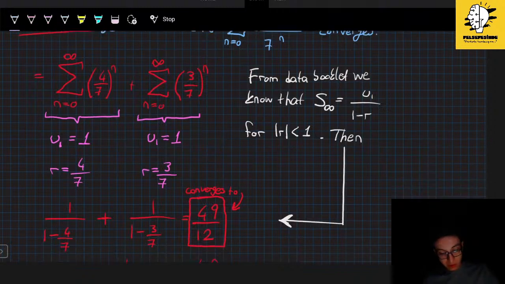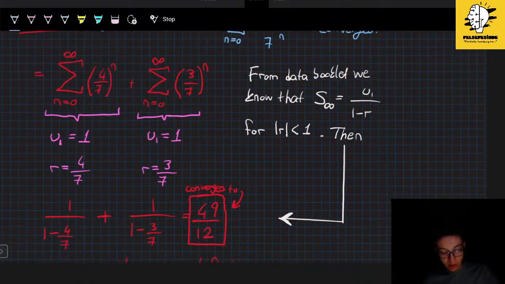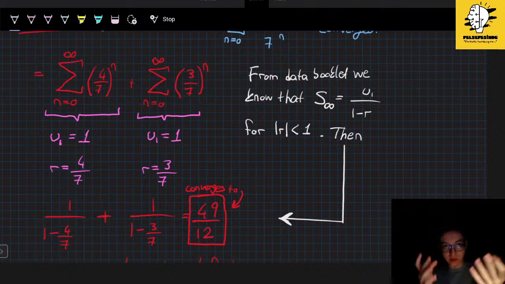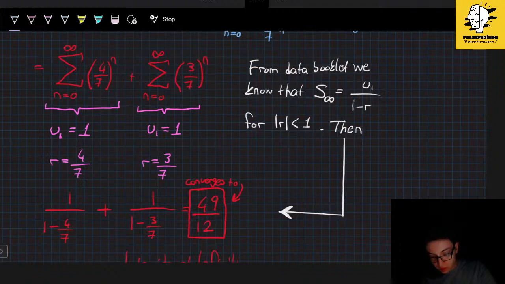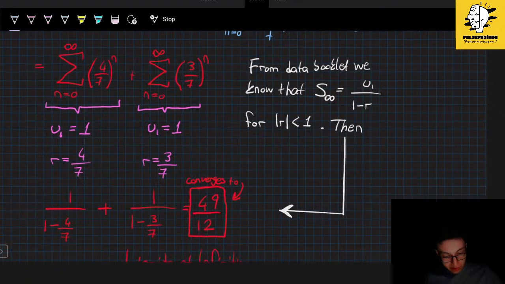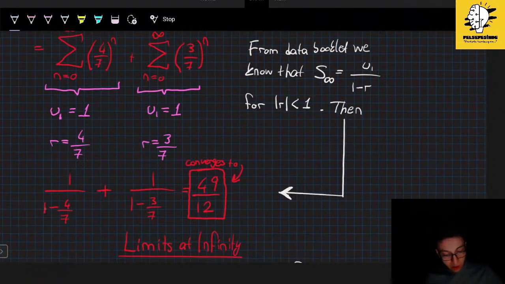And the second one, same thing: n is equal to 0, 1, and r is 3 over 7, since this is a geometric sequence. Therefore, let's apply this formula. S infinity is equal to u1 over 1 minus r, so I will see 1 over 1 minus 4 over 7, I'm just applying the formula, then 1 over 1 minus 3 over 7. I see that it converges to 49 over 12. It goes to a certain point, 49 over 12.